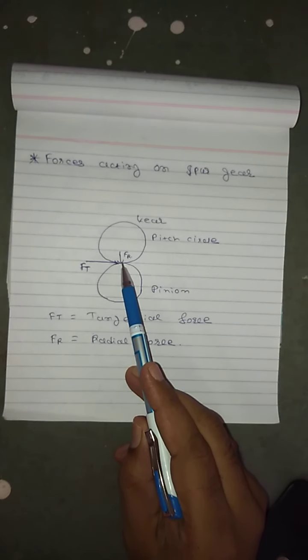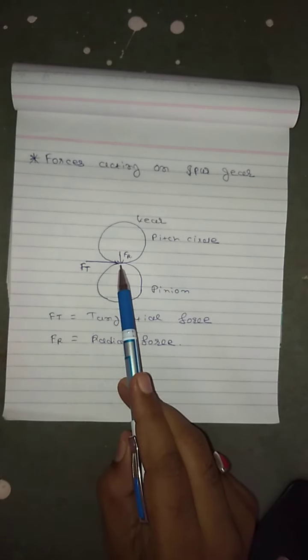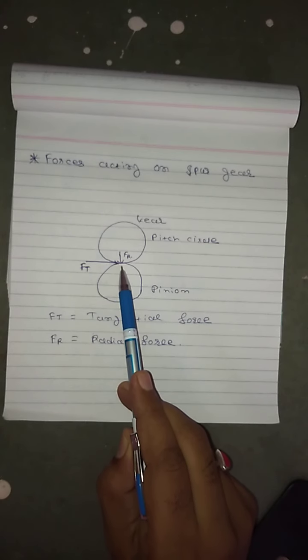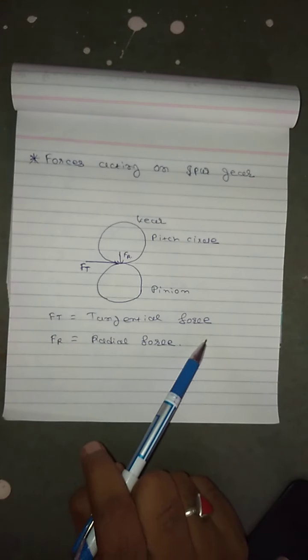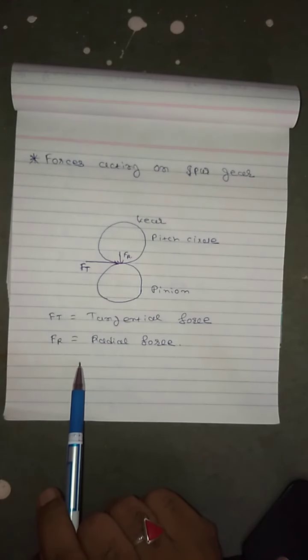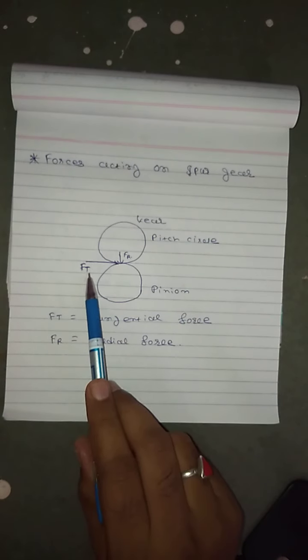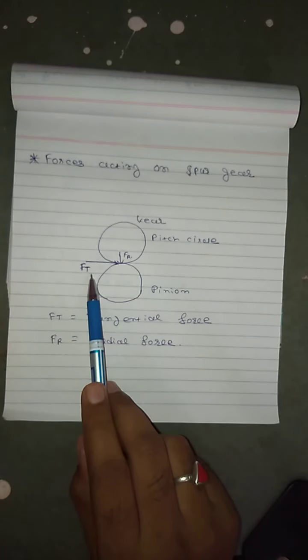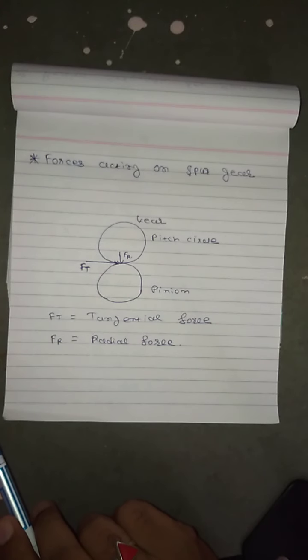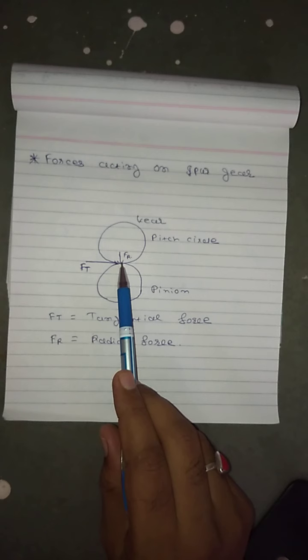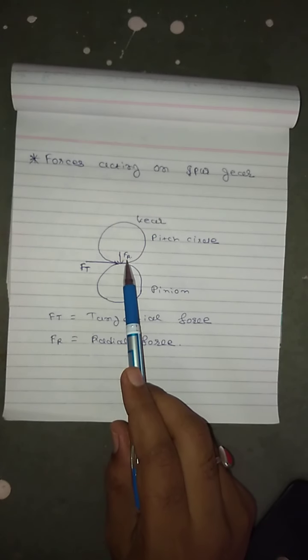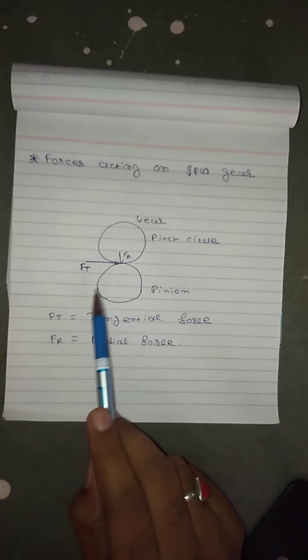We all know that the force is transmitted at the pitch point of both gears. So this is the pitch point at which two forces act, one is Fr and second is Ft. Ft is a tangential force and Fr is a radial force. Ft is responsible for transmitting power from gear to pinion, and Fr is the radial load acting from gear to pinion teeth.